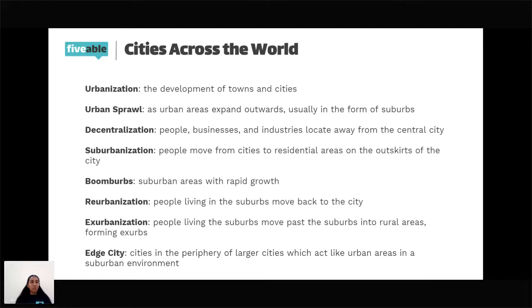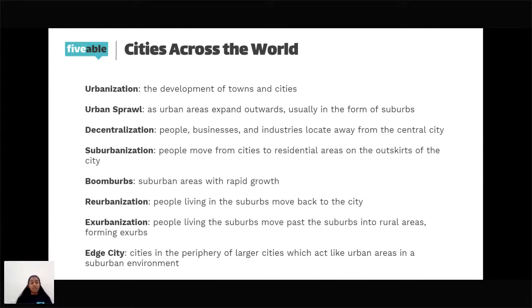So a lot of people don't like the city lifestyle with the cramped apartments and the pollution. So they want to move outwards from the city, and that's why these suburbs or boomburbs are growing so fast. And reurbanization is when people living in the suburbs move back to the city. So they start moving from the outskirts to the center of the city again.